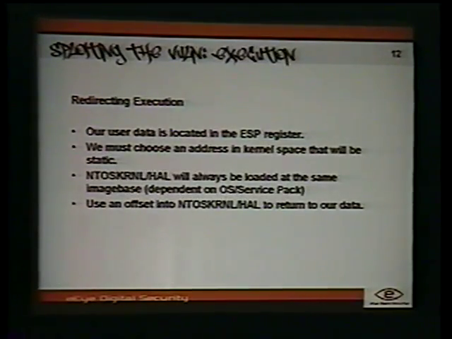So yeah, we need to redirect execution. Anyone who's written an exploit, this is standard fare for them. Basically, the data's in ESP, so the only difference is we're going to need to choose an address in the kernel which is going to be static. So you're going to want to pick something like the NTOS kernel or maybe HAL, and you just want to find a push ESP, ret, jmp ESP, anything like that. Anything that's going to return you to ESP.